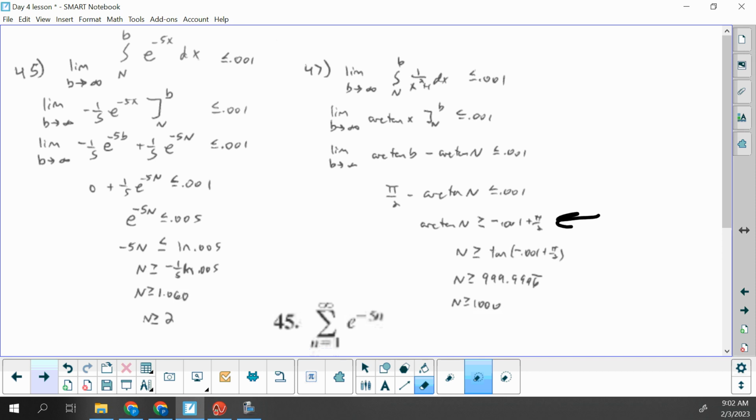We will see in this unit, we'll see 3 total ways to do a remainder. Integral remainder is one of those ways.